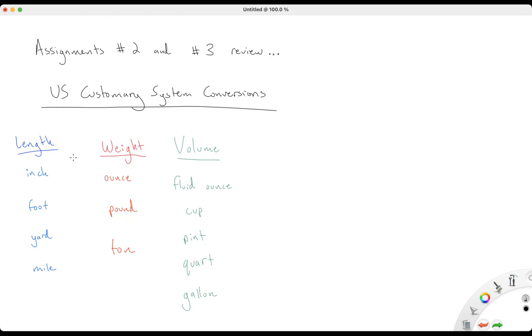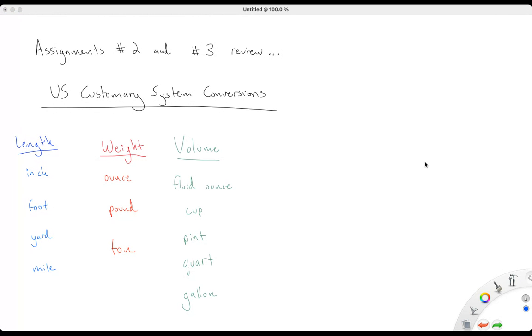But starting off, we need to know what units we're working with. The US customary system is what we use here in the United States. We have length, weight, and volume. Those are the three categories. In the States, we use inches, feet, yards, and miles. When we weigh objects, we weigh in ounces, pounds, and tons. And our fluid or volume, we can measure in fluid ounces, cups, pints, quarts, and a gallon.